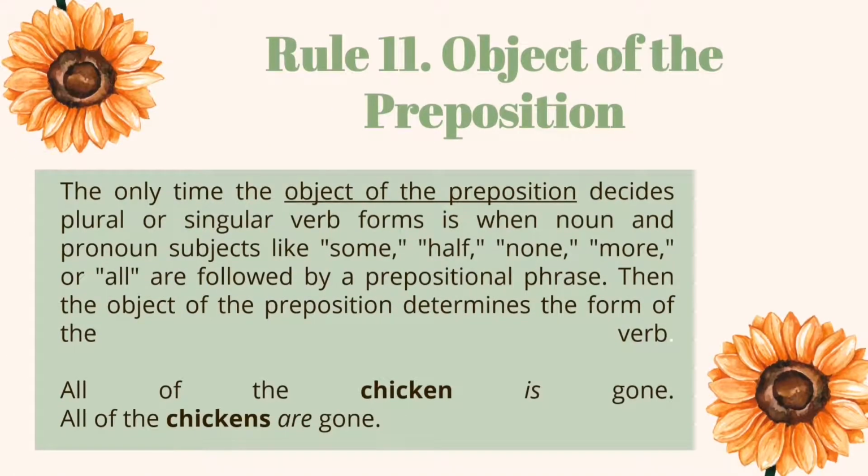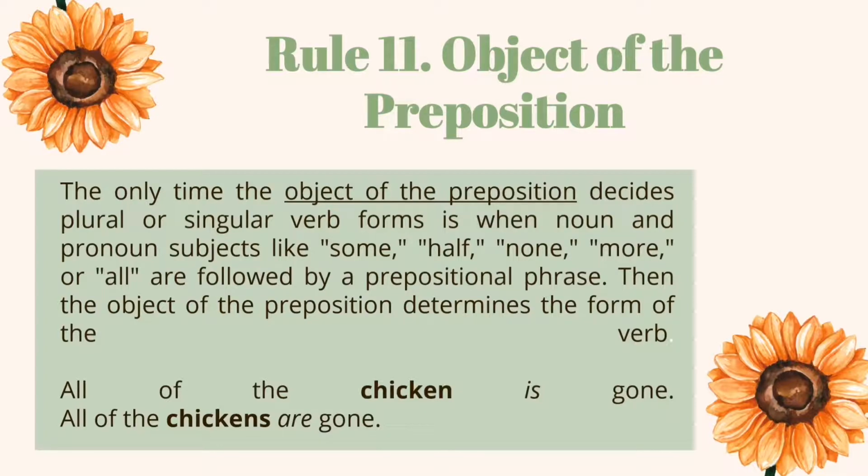Rule number 11, object of the preposition. The only time the object of the preposition decides plural or singular verb forms is when noun and pronoun subjects like some, half, none, more, or all are followed by a prepositional phrase. Then the object of the preposition determines the form of the verb. Tandaan, the only time, kung kailan lang magde-decide ang object of the preposition, kung singular or plural ba ang verb, kapag ang nasa unahan nito ay yung mga words like some, half, none, more, or all.